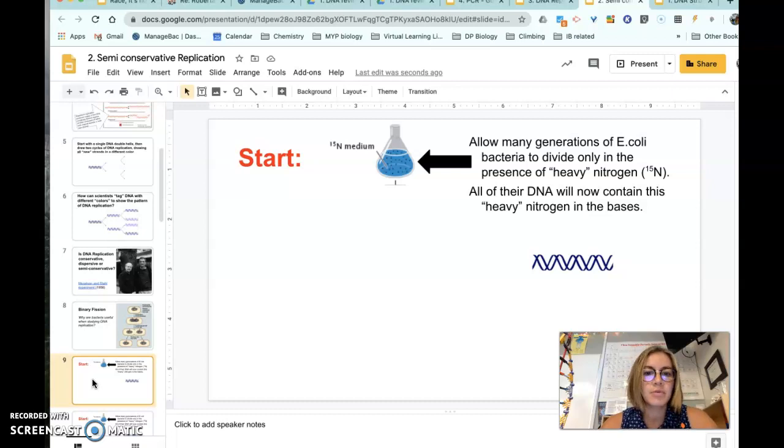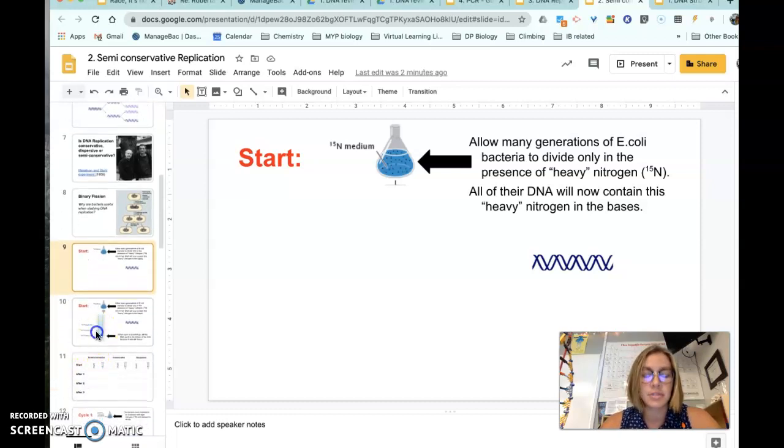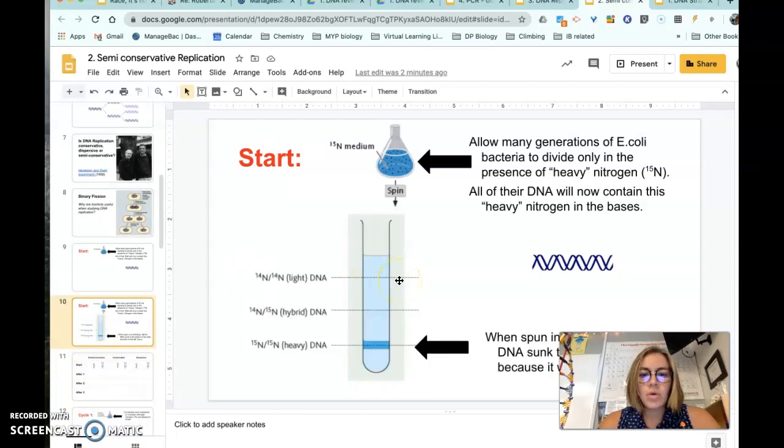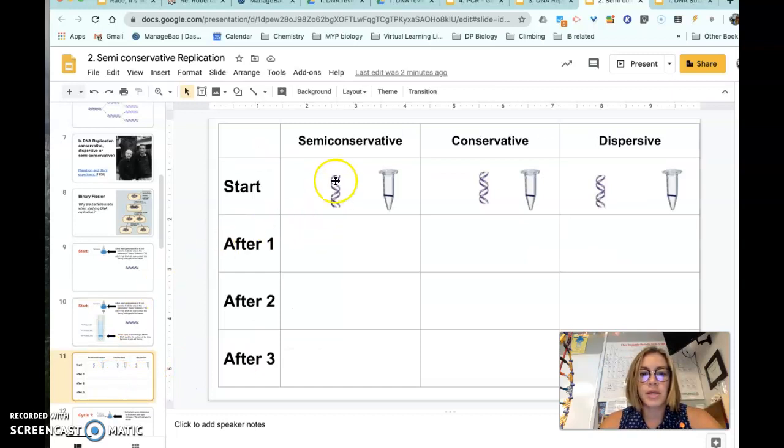Okay, so wherever there was a nitrogen atom, it would now have this 15N nitrogen isotope. And so what they did is they spun that down in a centrifuge, and they identified that the heavy DNA, just as they expected, would go to the bottom. So the oldest DNA, all heavy nitrogen, went down to the bottom. So they started with, here's kind of a table comparing and contrasting.